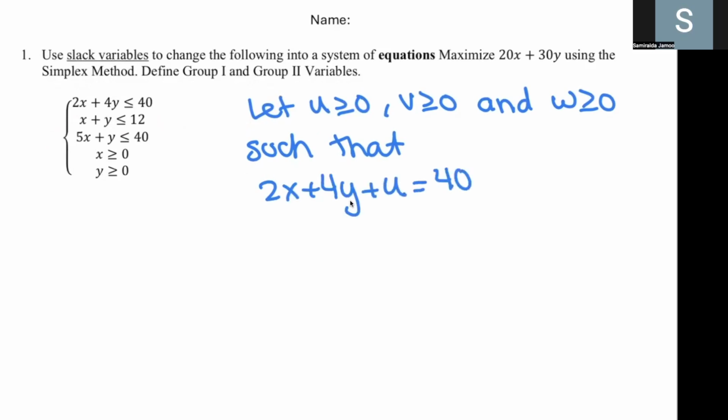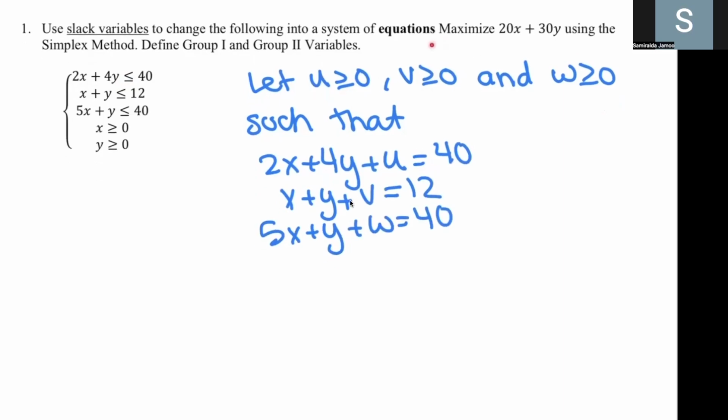So again, these slack variables turn our inequality to an equation. So they pick up the slack and add whatever needs to be added to make that less than or equal to 40 into equals to 40. So then moving on to the next one, x plus y plus v would be 12. 5x plus y plus w would be equal to 40.